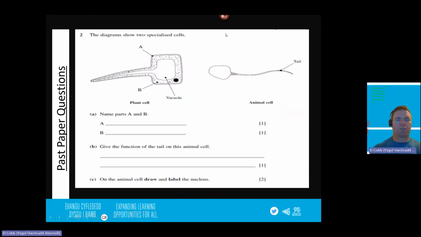Another question here, which has got two specialized cells. So again, I'll give you an opportunity to have a go at this. You can pause the video and we'll see how we get on.